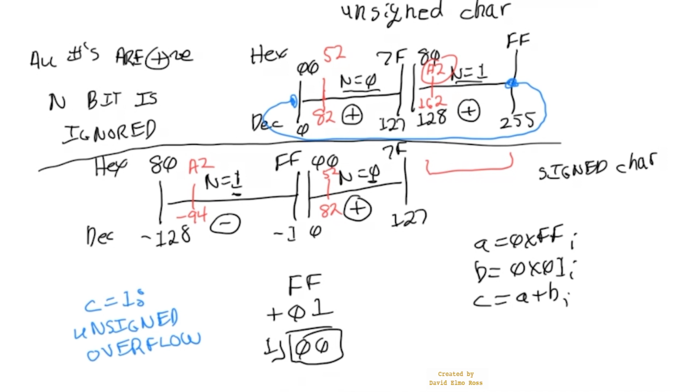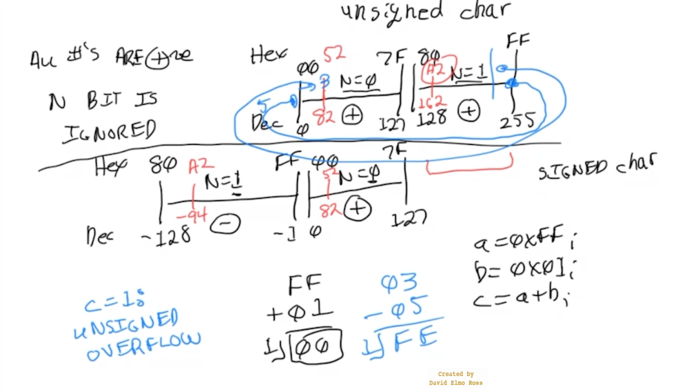Also, if we do something like a subtraction, let's take a look at a subtraction such as 0x03 subtract 0x05. I'll do it quickly for you. That's what it ends up being. And if you think about it, it means I go 3 units this way, and I go 5 units back this way, and I end up with FE. And so this is not correct.